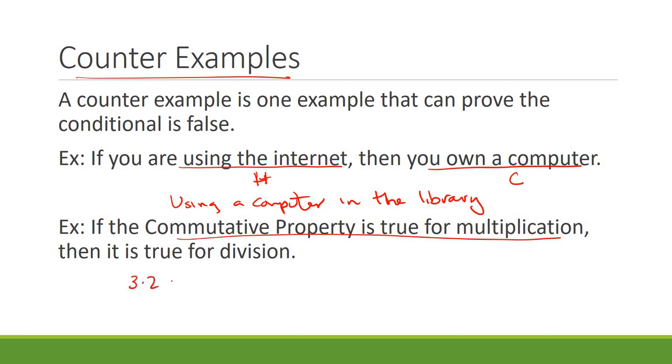So 3 times 2 equals 2 times 3. That's the commutative property. It is true for multiplication. If I take that same example, is 3 divided by 2 equal to 2 divided by 3? No, it is not. So there's my counterexample that proves that this conditional is false.